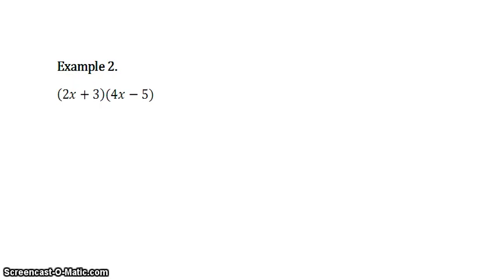In our next example, this example is trying to illustrate what we call a binomial, because there's two terms in this bracket, times a binomial, because there's two terms in that bracket as well. So this is a binomial times a binomial.